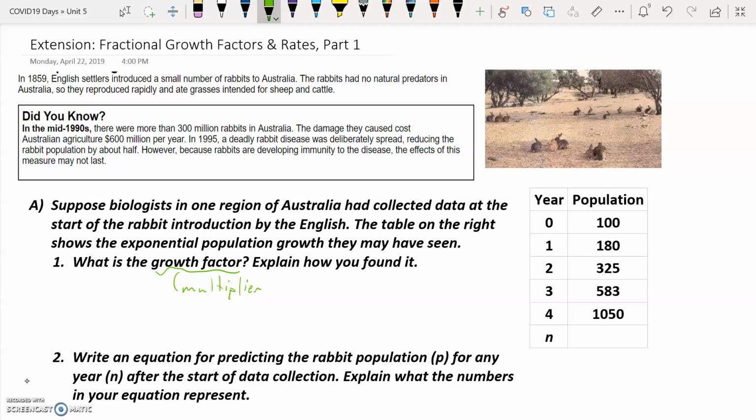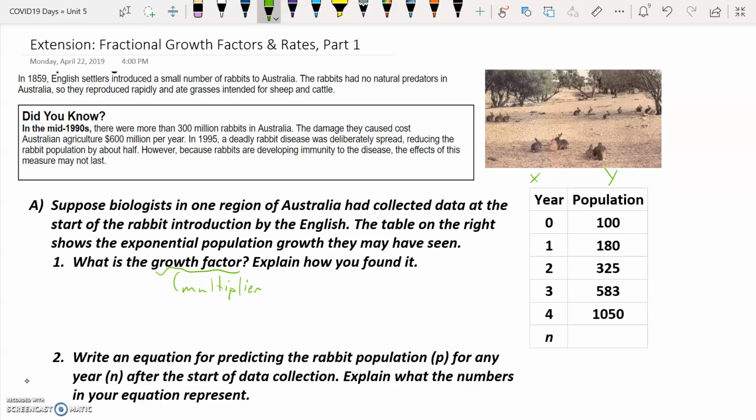What is the previous y value being multiplied by to get the next y value every time the x value goes up by 1? So in this one, years is x, population is y. And just like with linear change, if we were trying to find the rate of change, we would look for the change in y and divide it by the change in x. So we'd be using subtraction. You would do 180 minus 100, but this isn't linear change.